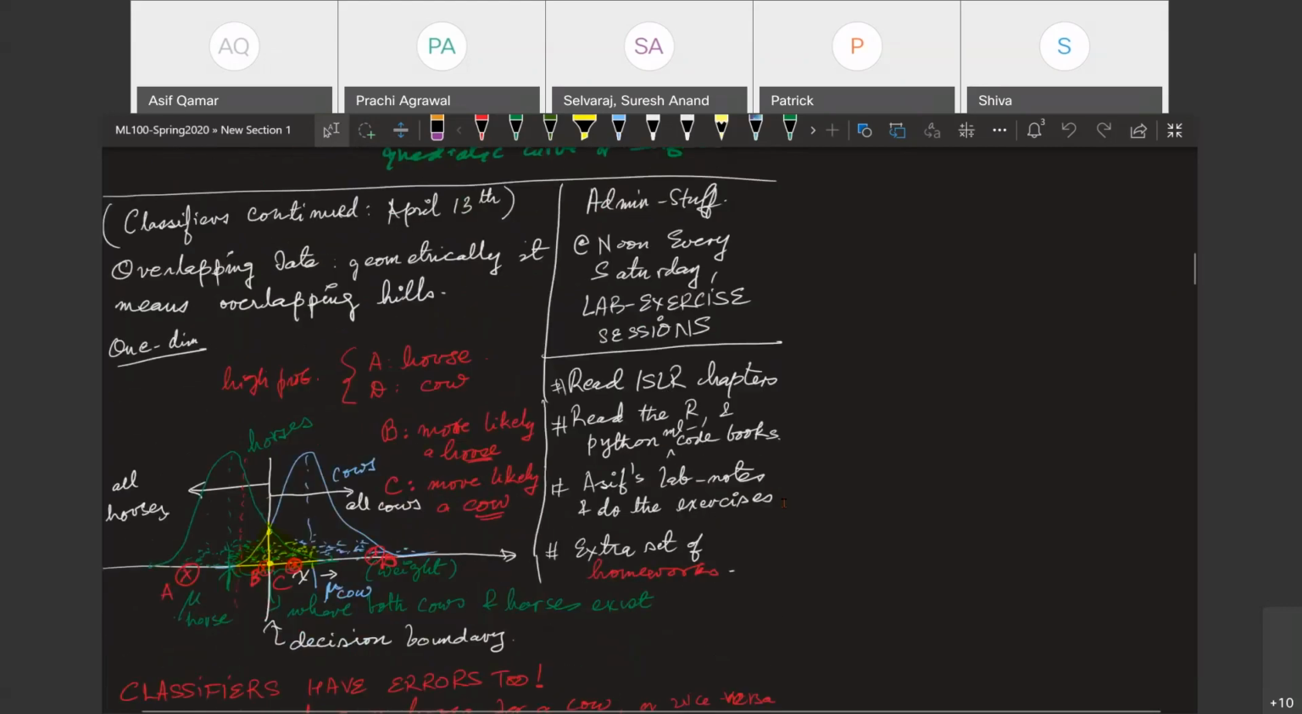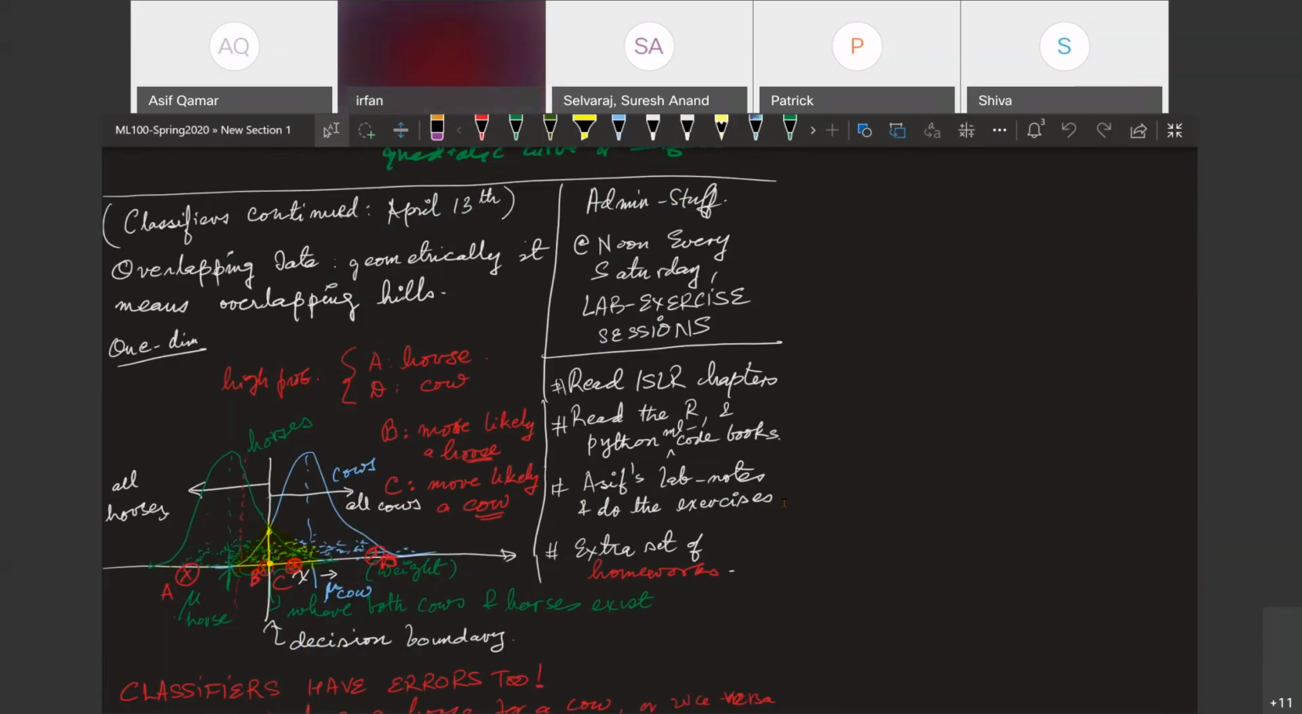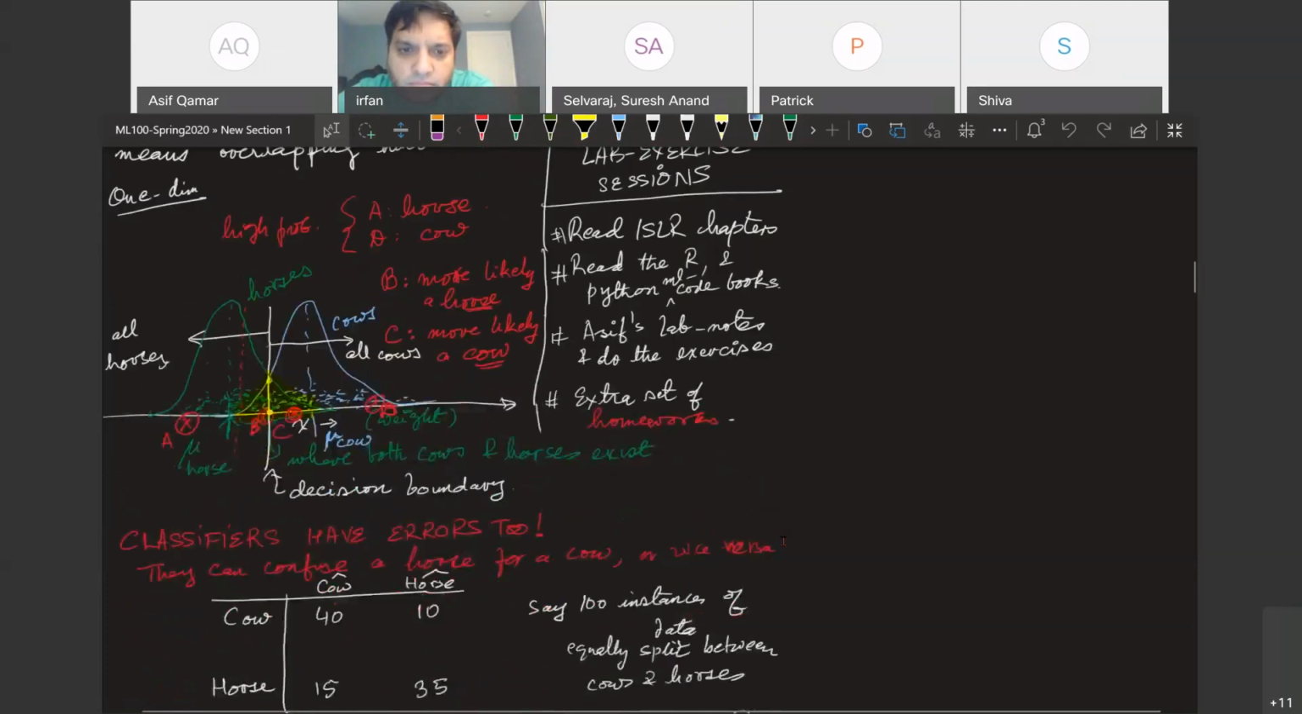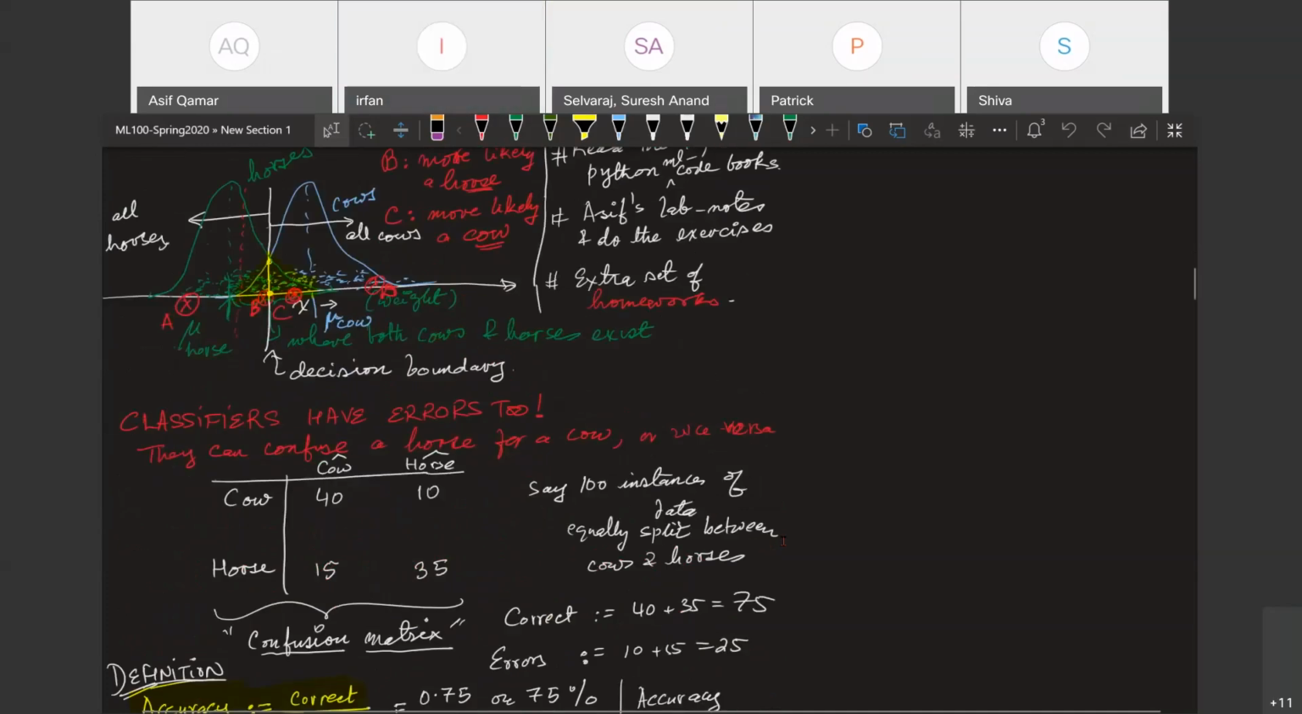Then we talked about the fact that sometimes those hills are overlapping. When the hills are overlapping, you take the bisector of the hilltops. But now what happens is you will have errors. You will have a pretty good region in which it's hard to tell whether it's a cow or a horse, for example, with respect to weight and so forth. So then you will have error rates. Error rates you always have in machine learning, right?